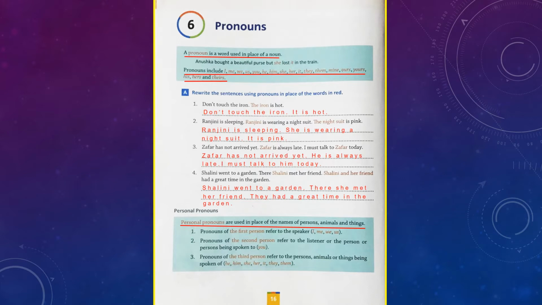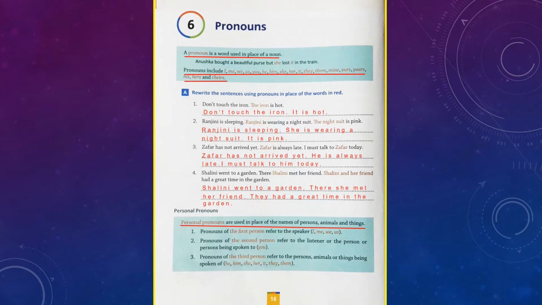Let's take the first one. Don't touch the iron. The iron is hot. So they have highlighted the iron in the next sentence with red, and we have to use a pronoun instead of the words the iron. Don't touch the iron. It is hot. Because iron is a non-living thing, so we have used the pronoun it.